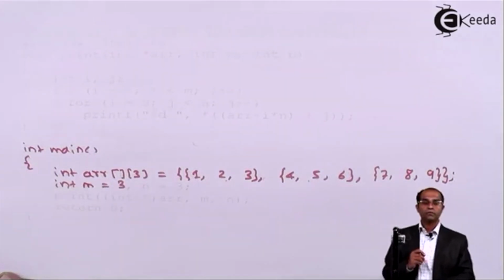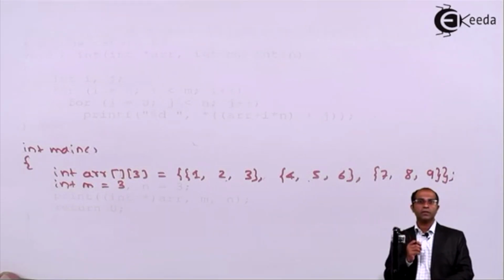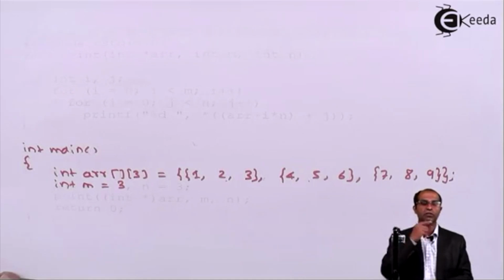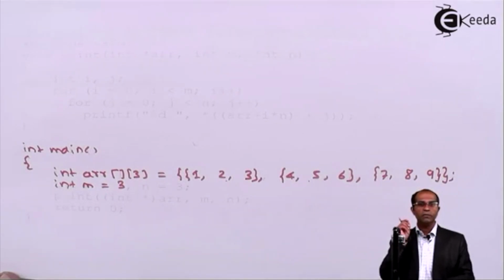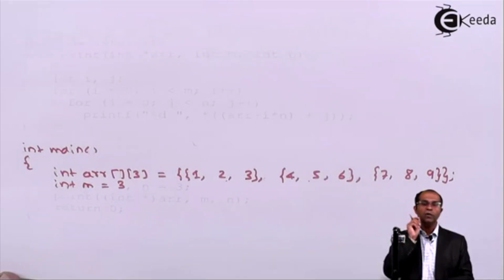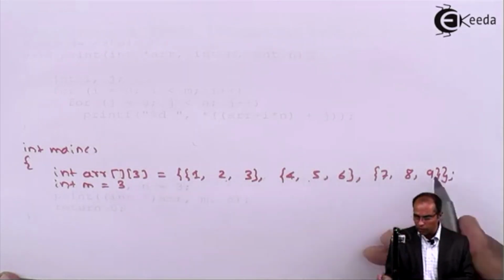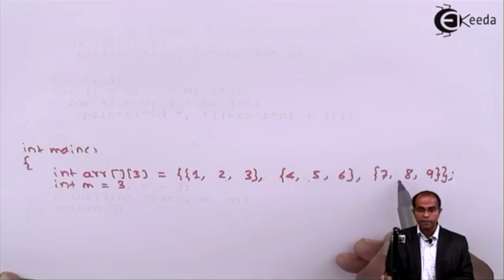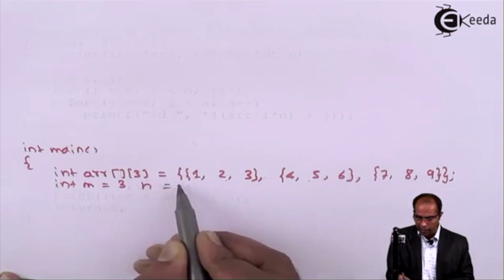Now if you are using the arrays concept, the rows are calculated automatically by the compiler and sent across to the function automatically. But if I'm using pointers to collect the arrays, then you have to send across the manual count of rows as well as columns. Hence I'll count the number of sets, that is 3, and in each set how many elements are there? 3 elements. So let's set n as 3.